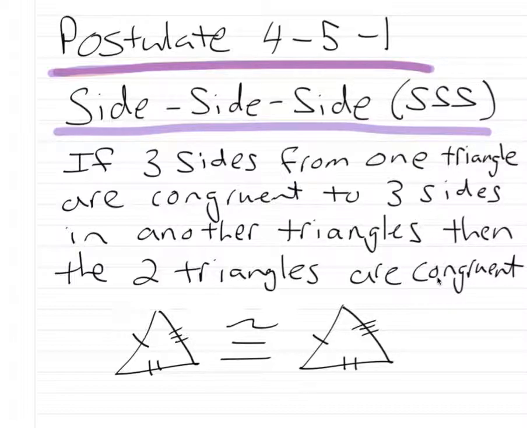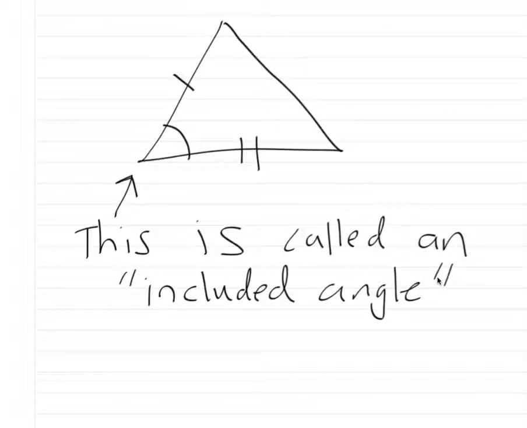Are there any other shortcuts? Before we can learn the next shortcut, we need to learn a vocabulary word. Look at the drawing and you will notice that 2 sides are marked along with the angle in between the 2 sides. That angle in between the 2 sides, the angle which is actually created by the 2 sides, is called the included angle. Let's see how this is used in a shortcut.